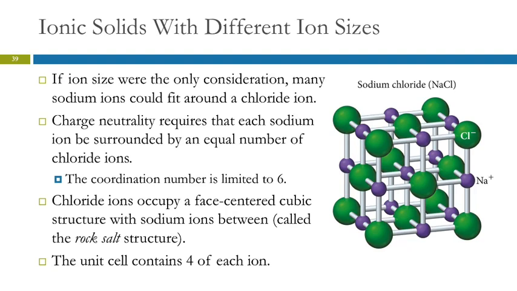So this ends up having the structure, it's also called a rock salt structure, where the chloride ions are occupying a face-centered cubic. So here we've got the corners and one chloride on the face. And then the sodium ions occupy the spaces in between. So in this unit cell, we've got 4 chloride ions and 4 sodium ions.